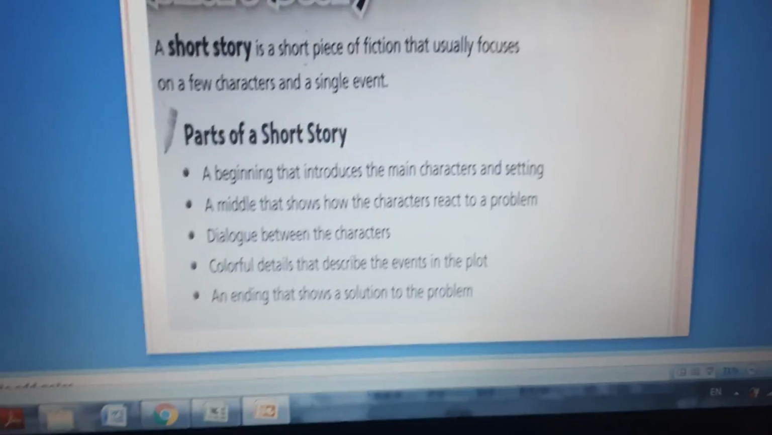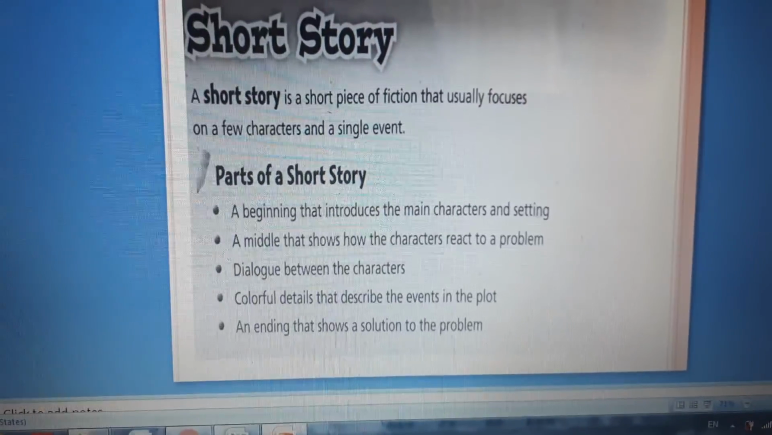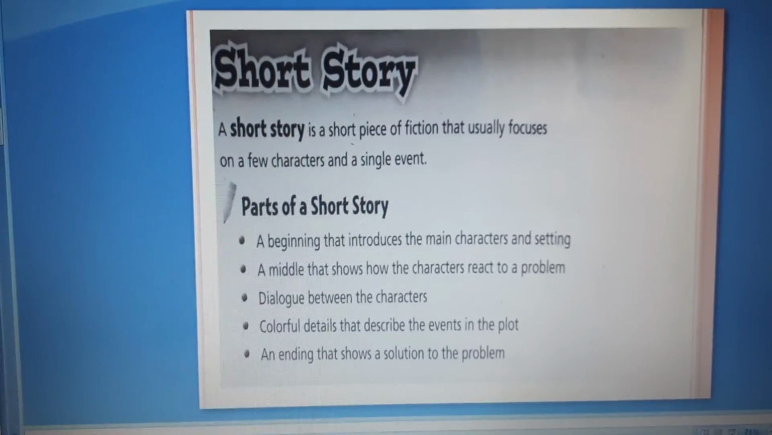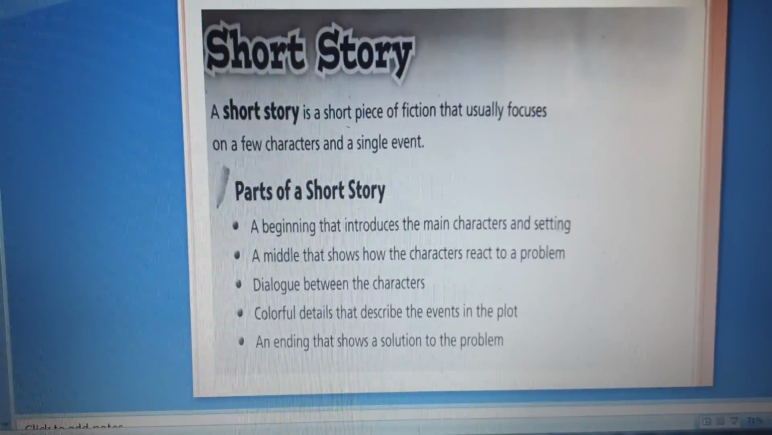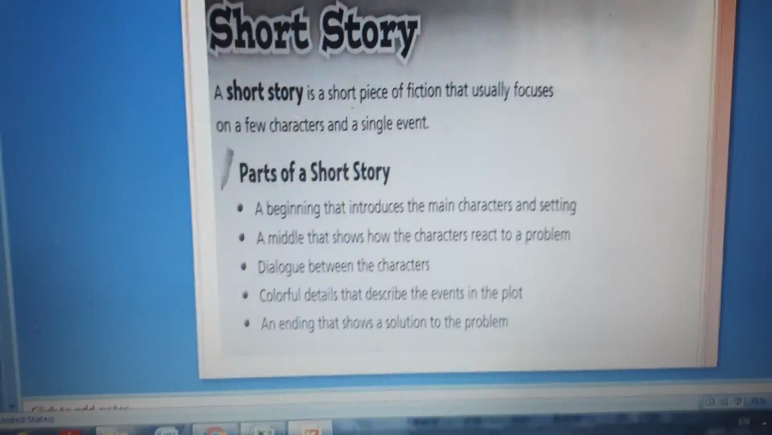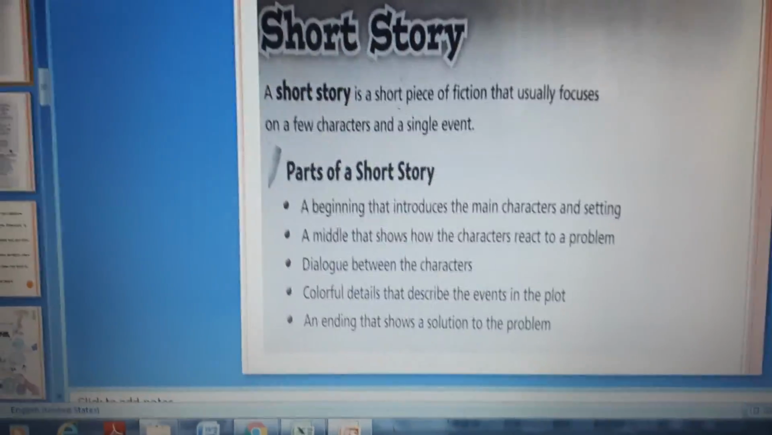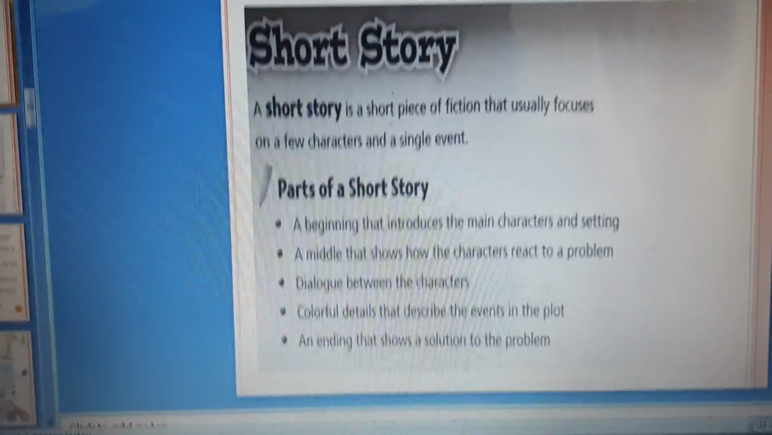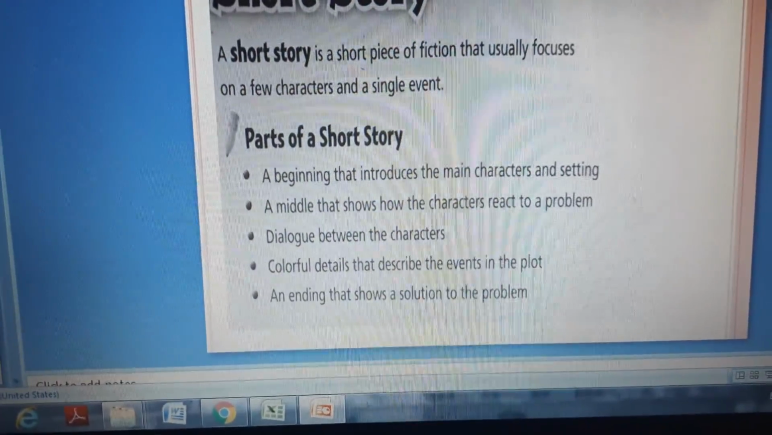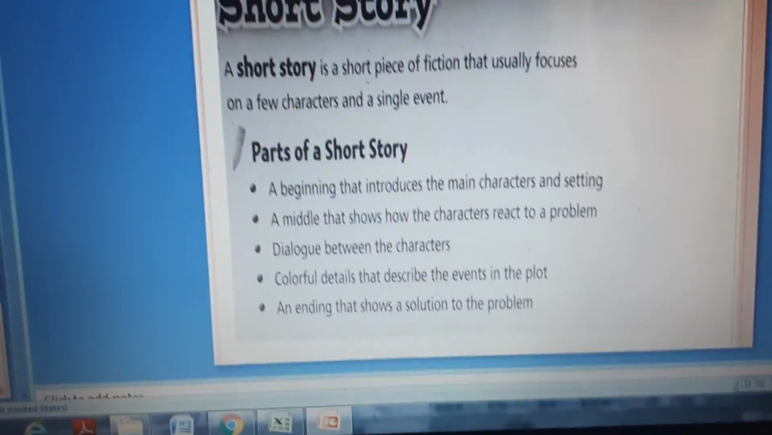Parts of a short story: a beginning that introduces the main characters and setting. You should write whether the main character is he or she, or it could be an animal, it depends. Setting: place, and where and when. A middle that shows how the characters react to a problem, and dialogue between characters. Do you know the meaning of dialogue? There should be a dialogue between characters. I'm going to show you how. Colorful details that describe the events in the plot, and an ending that shows a solution to a problem.